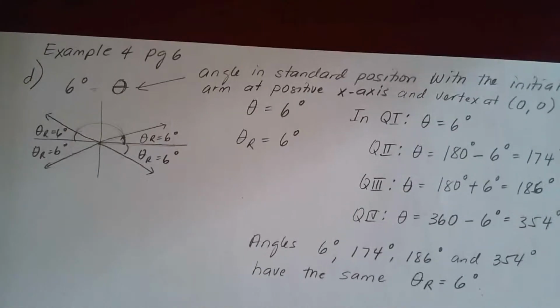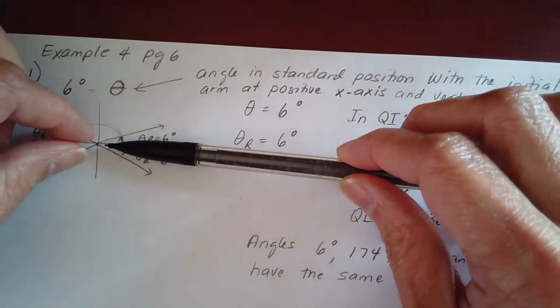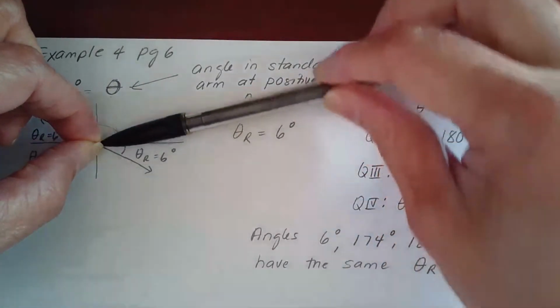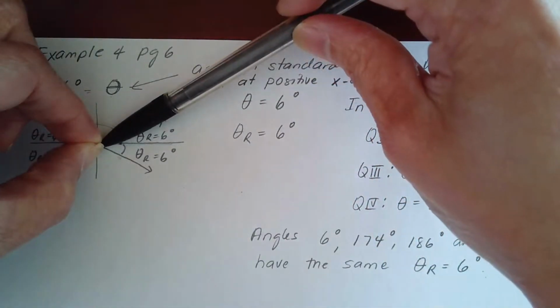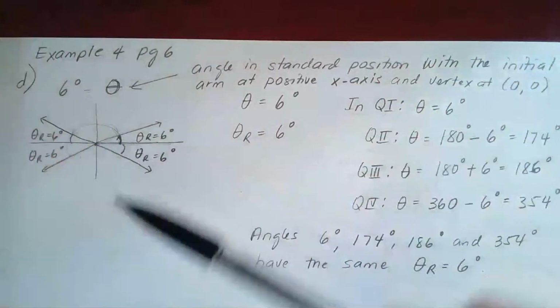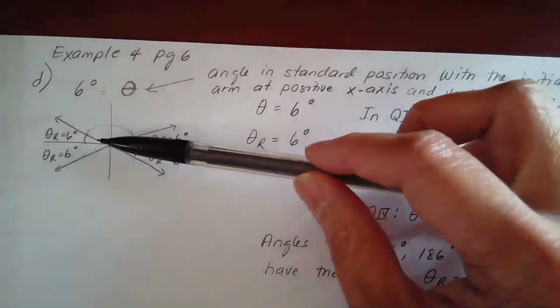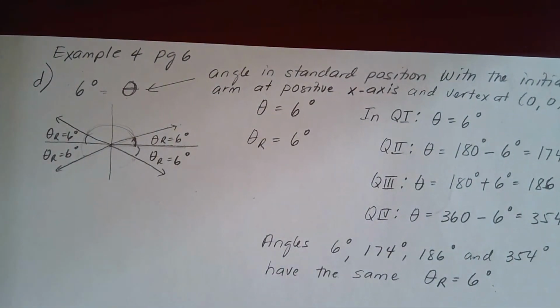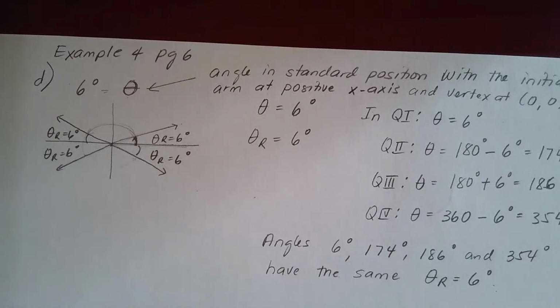Okay. So starting off with this one here, theta is the symbol that we use when we're talking about angles. So the angle in standard position is when the initial arm is right on the positive x-axis. So this is the positive x-axis, and it rotates counterclockwise if it's positive. So in this case, it's going to rotate 6 degrees, this much.